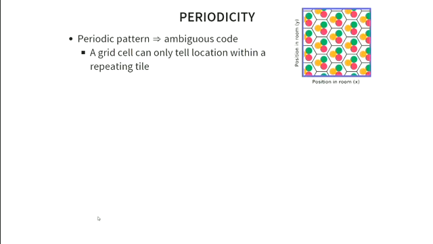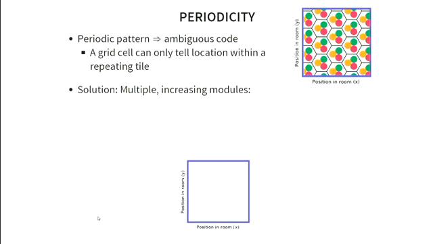However, we see that this repeating pattern of the grid cells introduces a new problem. So the pattern is repeating, and it repeats in hexagonal tiles that fill up the available space. So if you know that one grid cell is active, you're only able to tell your location within one of these tiles. You need some more information to tell you which of these specific tiles you're actually in. Now the solution in the brain is to have multiple of these modules and to have an increase in scale.